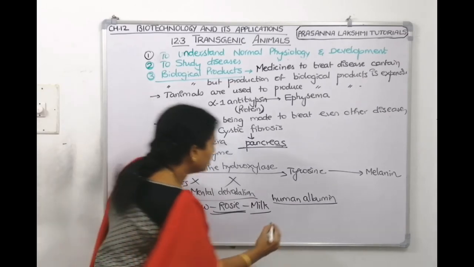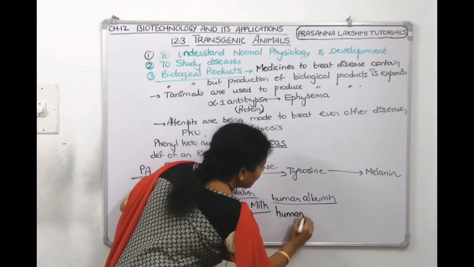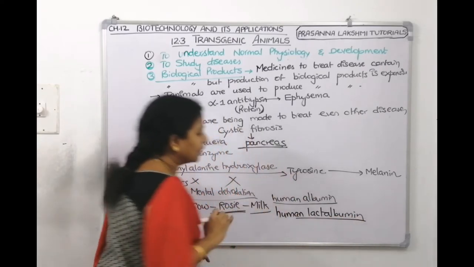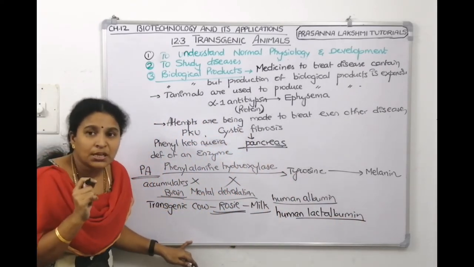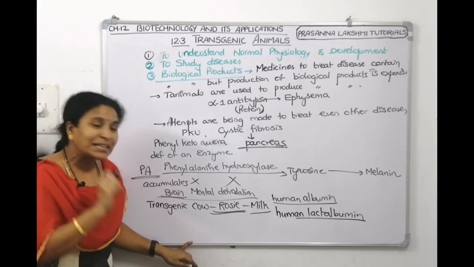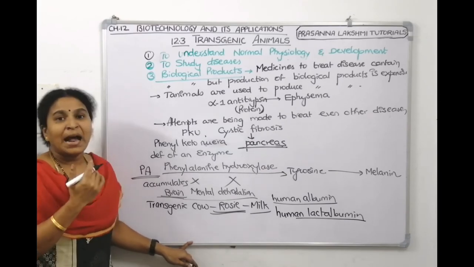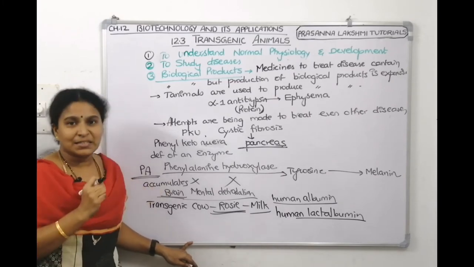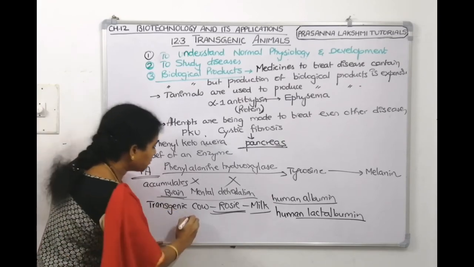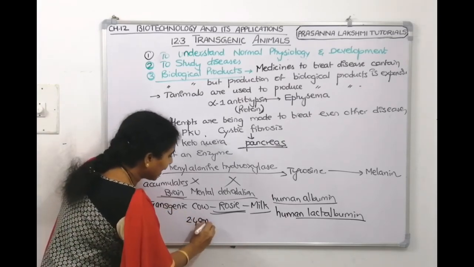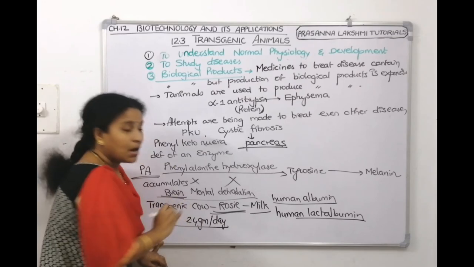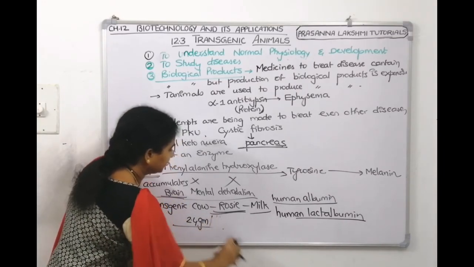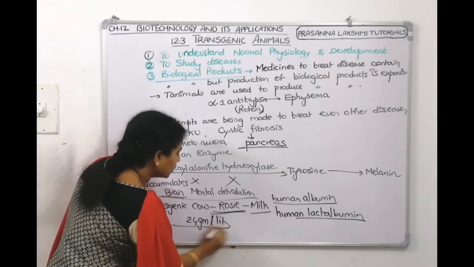What is that called? Human lactalbumin. Lact means milk. So they introduced a gene which codes for human lactalbumin into the cow, and the cow started producing milk. In that milk, mother's protein is there. How much is it producing? It's producing not per day, 2.4 grams per liter.